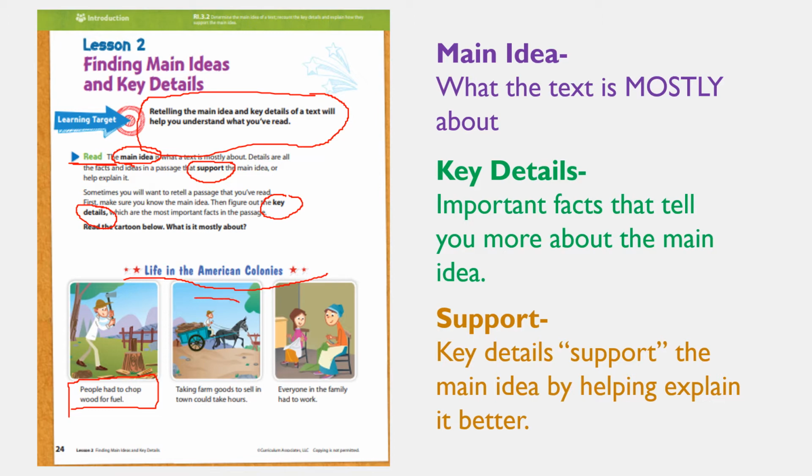The second picture here has a man with a cart. He's having a horse pull it, and the text underneath it says, taking farm goods to sell in town could take hours. That sounds like it's a lot of work to get the things that they're selling to town. And then this last picture here, the text underneath it says, everyone in the family had to work. This looks like it could be a mom and her daughter possibly, but everyone had to come together to work.